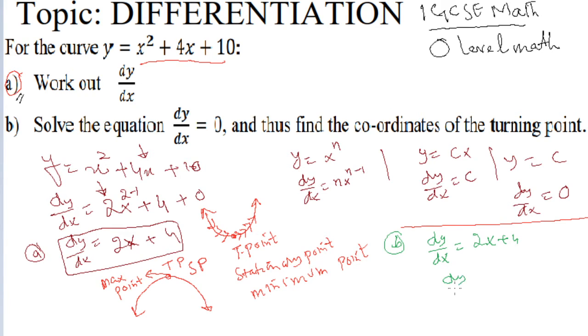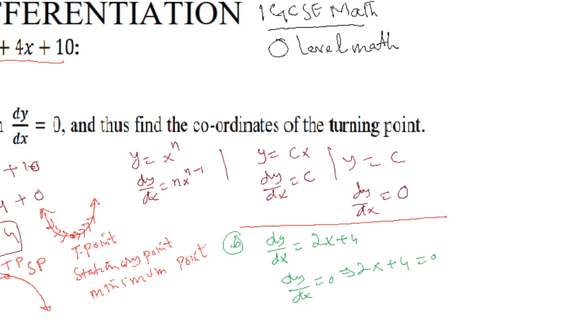So dy dx equal to 0 means 2x plus 4 equal to 0. Now if 2x plus 4 is equal to 0, then we get 2x is equal to minus 4 and x is equal to minus 2. So this is the x value.